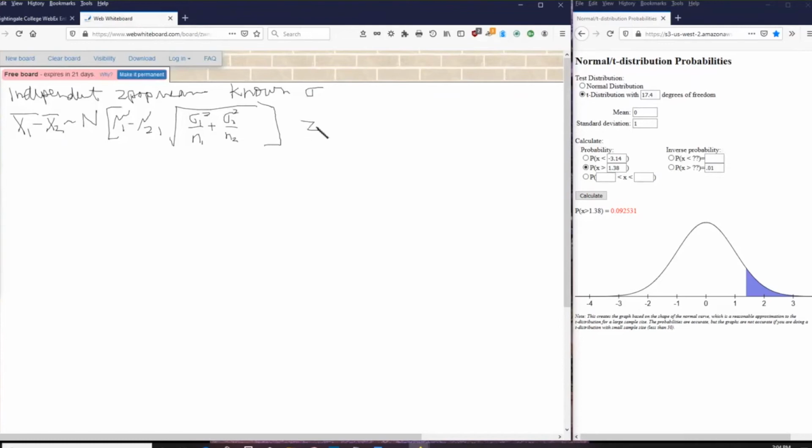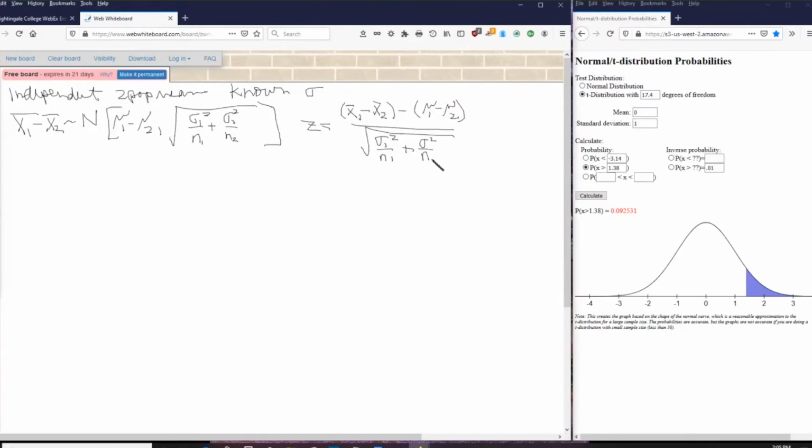And your z-score is going to be the difference in the sample means, minus the difference of the population means, all over the standard deviation, which is this. And even though there's a plus sign, when you do all the math to generate this formula, it ends up being a plus just because of those squares.